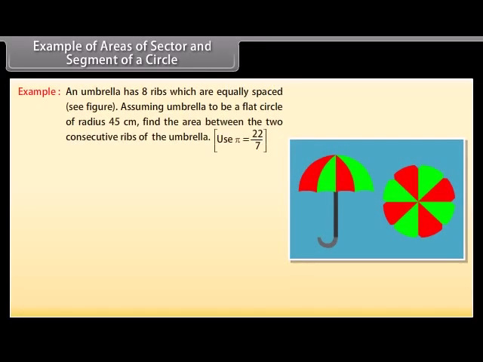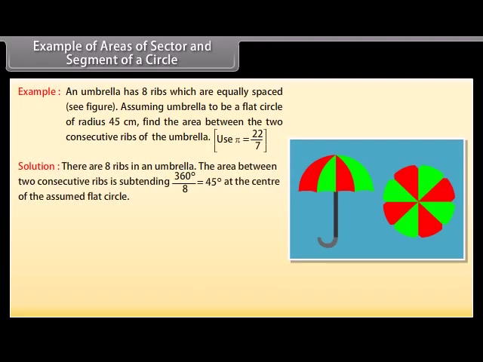Example. An umbrella has 8 ribs which are equally spaced. See figure. Assuming the umbrella to be a flat circle of radius 45 cm, find the area between the two consecutive ribs of the umbrella. Use pi as 22/7.